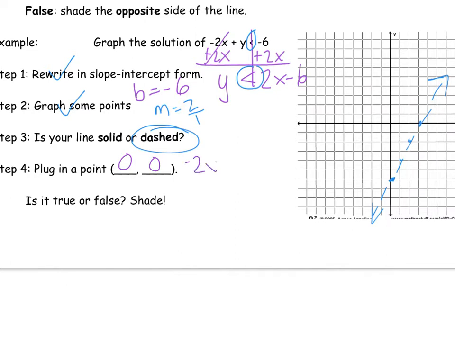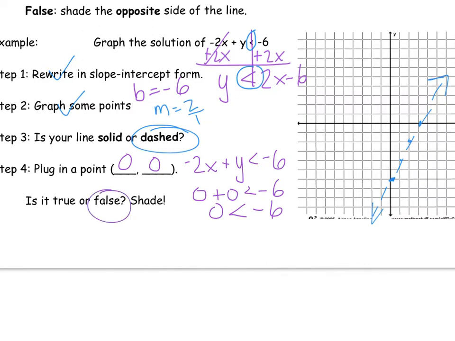Negative 2x plus y is less than negative 6. So put in 0, 0. Negative 2 times 0, plus 0 is less than negative 6. Is 0 less than negative 6? No, it's false.